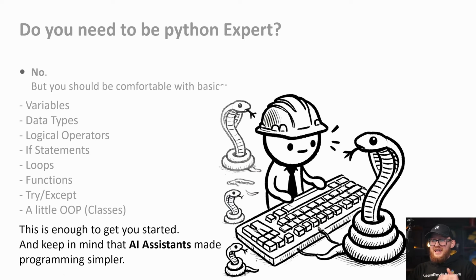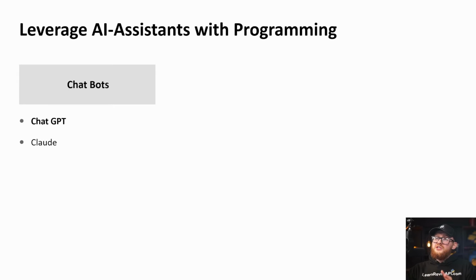And keep in mind that AI assistants make programming so much simpler. You should definitely leverage AI assistants with programming. First of all, there are chatbots: ChatGPT, Claude, Gemini, Grok, all of these chatbots. Personally, ChatGPT is by far my favorite one. I tried to use Claude, but that's just not my cup of tea.